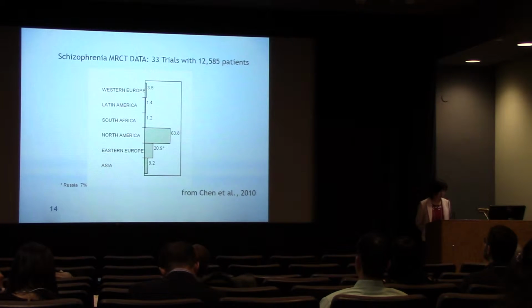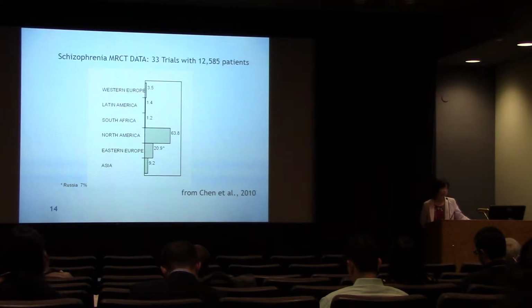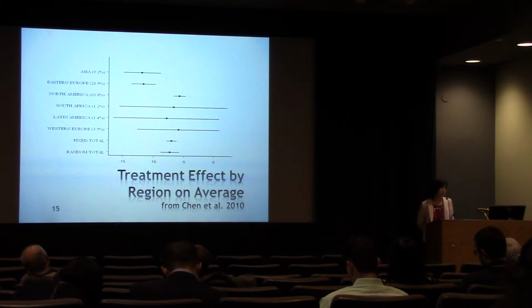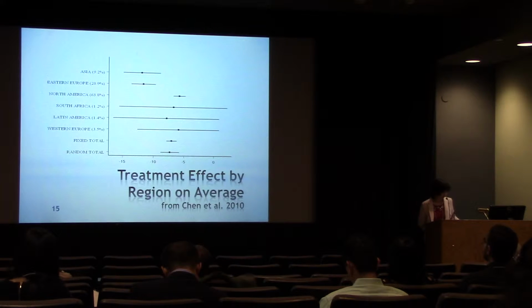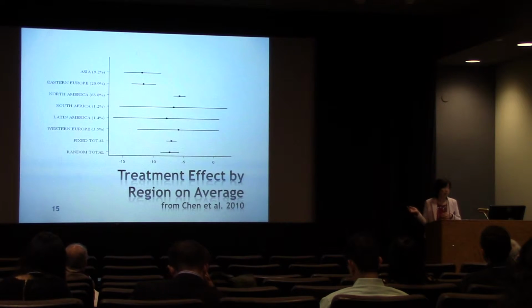In 2010, I also had an opportunity to work with my FDA colleagues to perform a meta-analysis using 33 schizophrenia clinical trials that were submitted to the agency. We found that on average, based on this graph, Eastern Europe and Asia occupy about 30% of the data. However, in this forest plot, you can see that Asia and Eastern Europe, the first two there, show a treatment effect different from the US treatment effect.